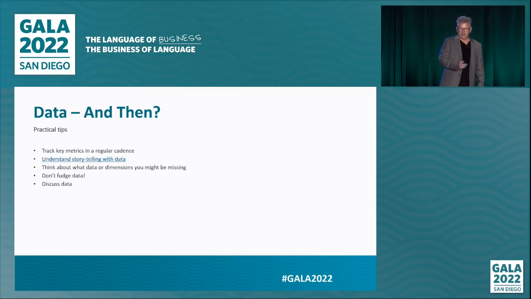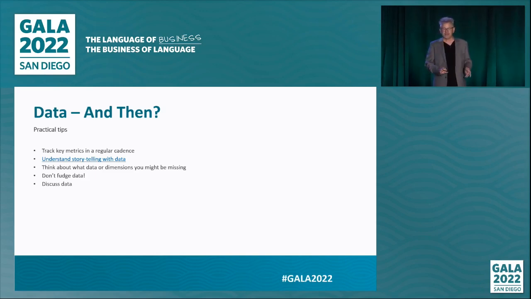So in terms of practical tips, and I know that I still want to leave a little bit of time for Q&A, you need to look at tracking those metrics, understand the storytelling with data, just the same way that Andrew, who spoke before, was talking about linguistic data. Think about what data or dimensions for data you're missing, and very often that is the language-specific angle or locale-specific angle.